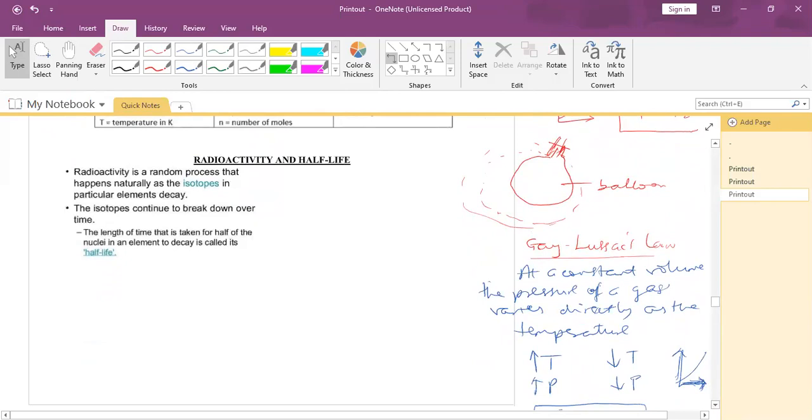So what is radioactivity? Radioactivity is a random process that happens naturally as the isotopes in particular elements decay, right? Remember isotopes. Isotopes are atoms with the same atomic numbers, but different masses. We saw some of them during the beginning of the lectures, right? Like if I take carbon 12, atomic number of 6 and the mass is 12. There's an isotope of this, which is carbon 14, right? Same atomic numbers, but the mass numbers are different. In other words, they differ in the number of neutrons, as we've already seen in the first lesson. So these are isotopes of each other.